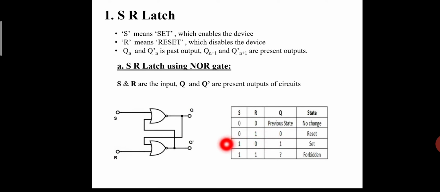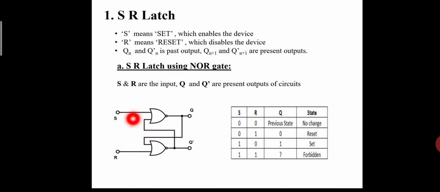For the next state, S is 1 and R is 0. During this complementary operation, as discussed in the last state, you will get 1. That is nothing but the set state.